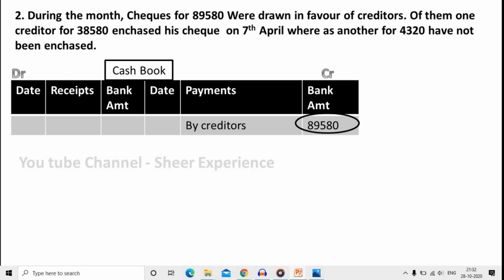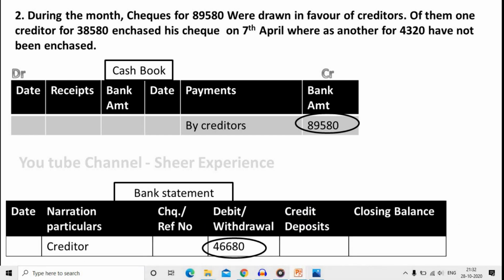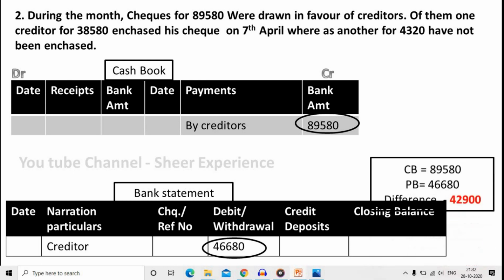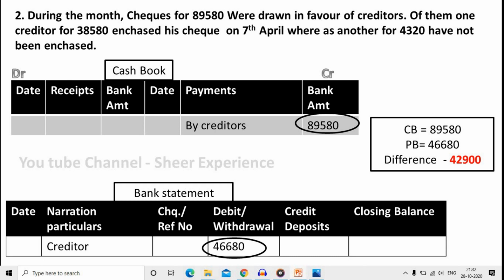The second change is a check for 4,320 that has not been encashed. Even this is also not presented for payment. So 38,580 plus 4,320, which comes to 42,900, is not presented for payment. Among 89,580, only 46,680 are presented for payment. So the difference is 42,900. So in the bank statement, only 46,680 is appearing. Because of this change, the cash book balance is less than passbook balance.